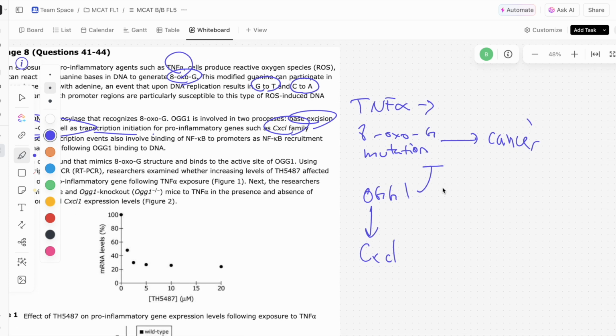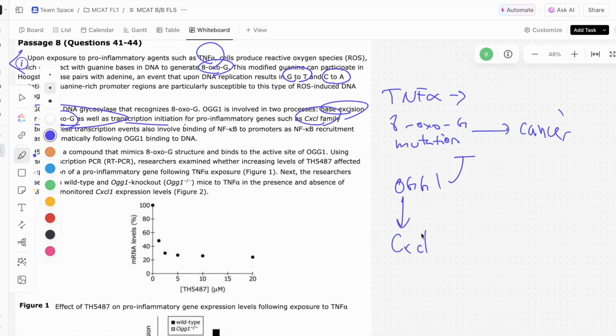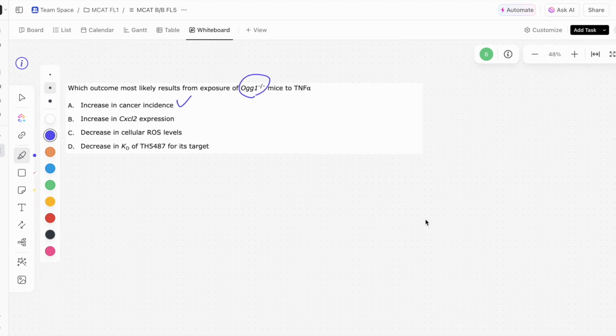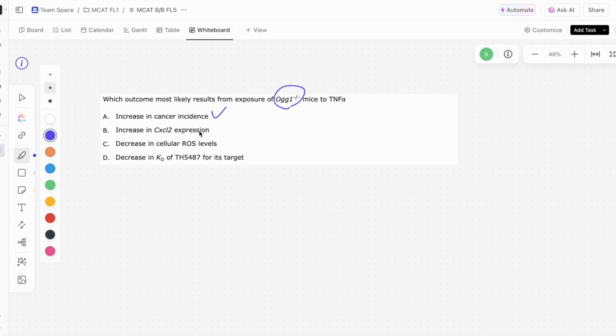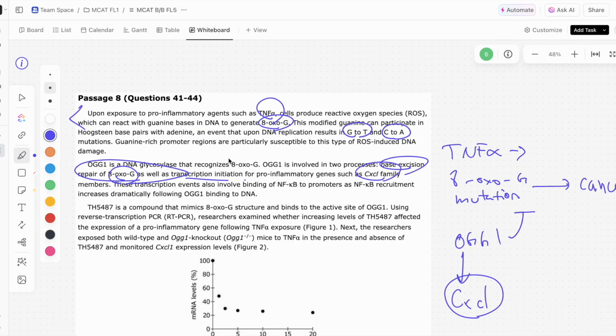Now, if we increase TNF alpha, right, we might expect OGG1 to be expressed and create this increase in CXCL. But remember, we don't have OGG1, right? So this gene is essentially gone. And if that gene is gone, then we're not going to have anything to increase that CXCL2 expression, or at least it won't be increased from OGG1. So not that. C says a decrease in cellular ROS levels.